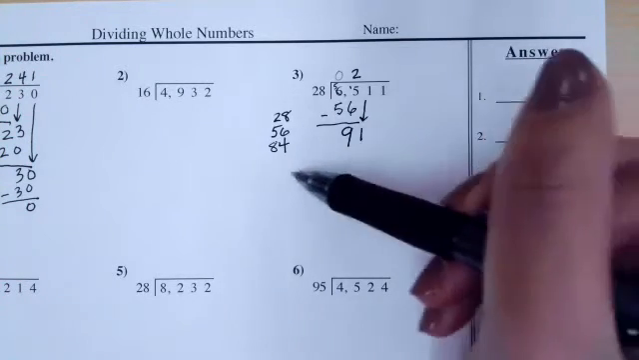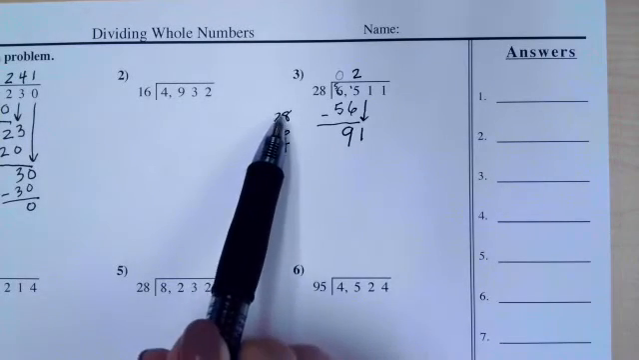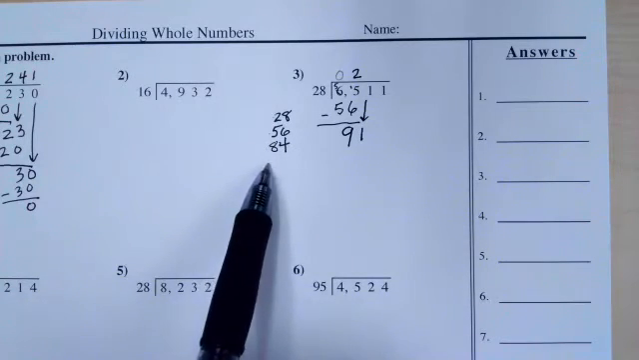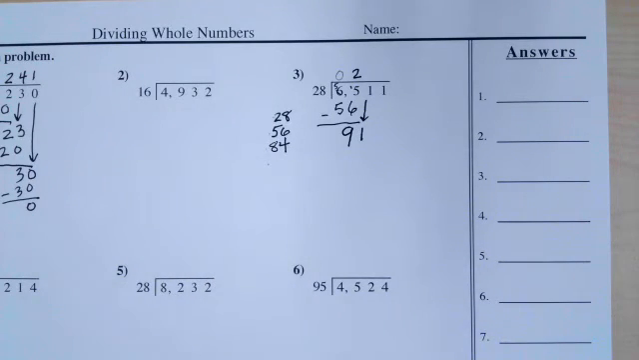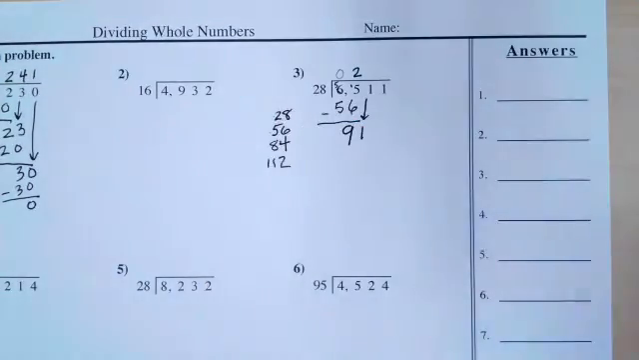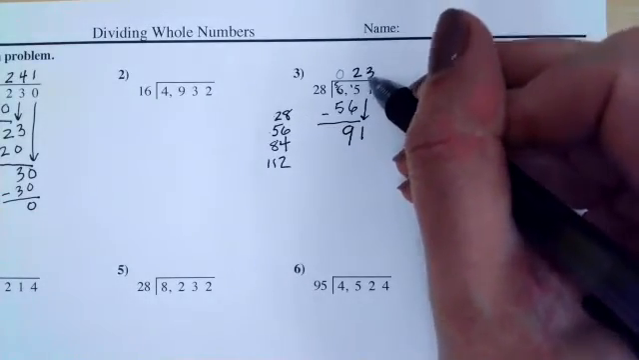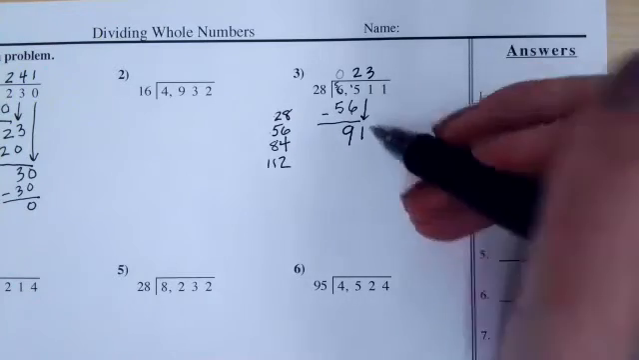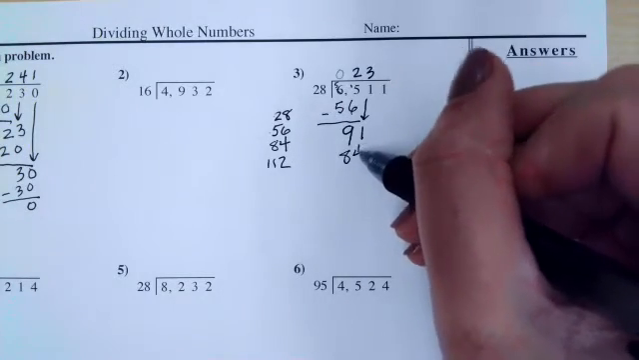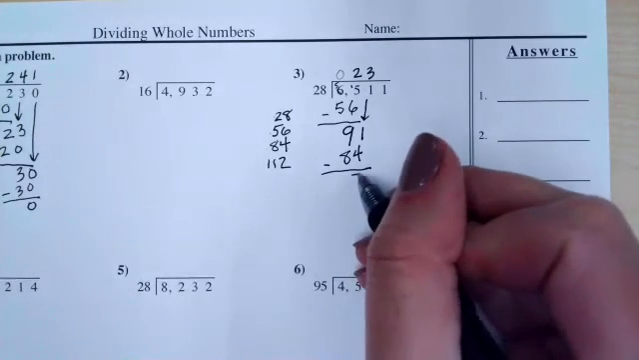Well, 84 is pretty close, but maybe we want to say, well, let's just go ahead and say this was 28 times 1, times 2, times 3. Let's see what 28 times 4 is, just to be sure. And it's 112. So that would be too much. So we know that we can only make 3 groups of 28. And 28 times 3 is 84. Then we can do our subtraction to figure out how much we have left over. So 91 minus 84 is 7.